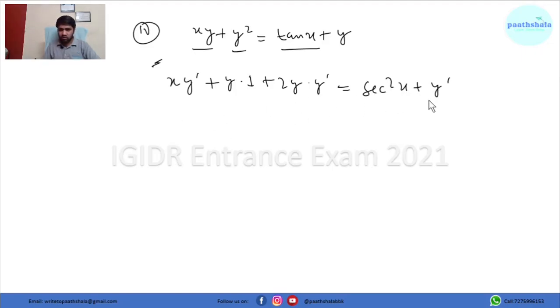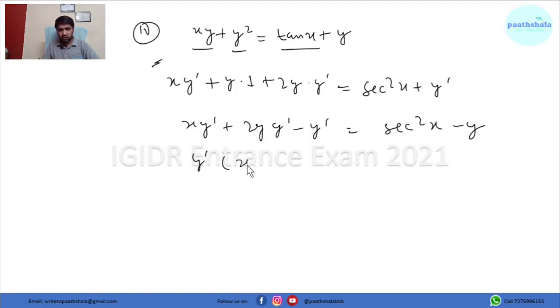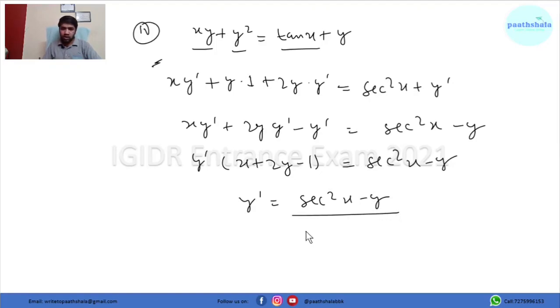So we'll shift the y dash terms to the left hand side. We will get x y dash plus 2y y dash minus y dash equals sec square (x plus y) minus y. Now take y dash as common, it will come out to be y dash (x plus 2y minus 1) equals sec square (x plus y) minus y. So the final value of y dash will be sec square (x plus y) minus y, whole upon x plus 2y minus 1. So this will be the final answer. These kinds of questions can be asked.